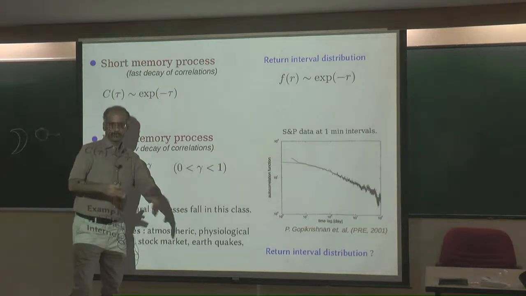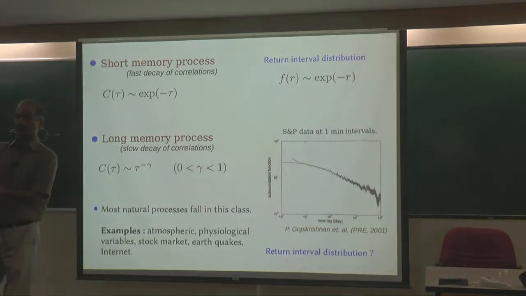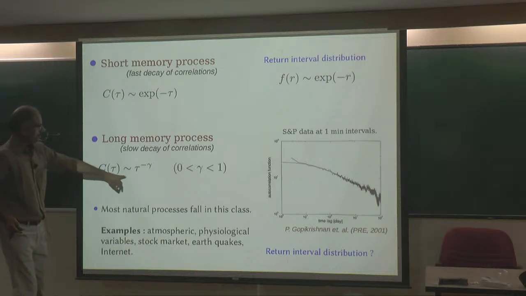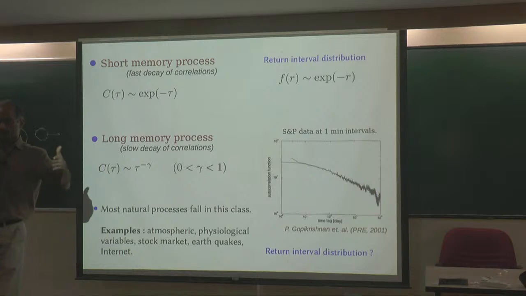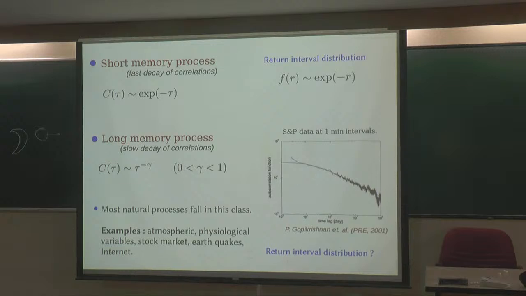For example, you know that maybe an earthquake happened somewhere at this time. When is it likely to happen again? Not an easy question to answer, because the mean of this time diverges. So there is no typical time scale associated with that.